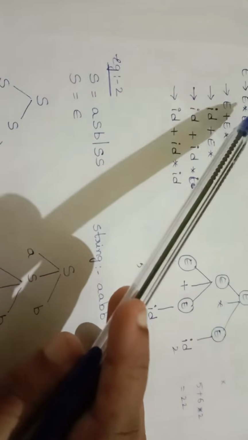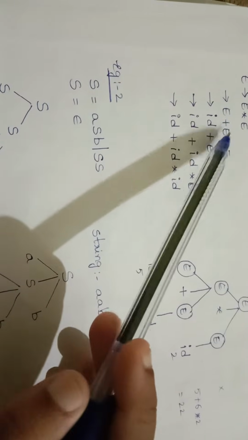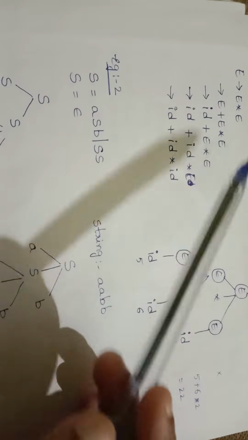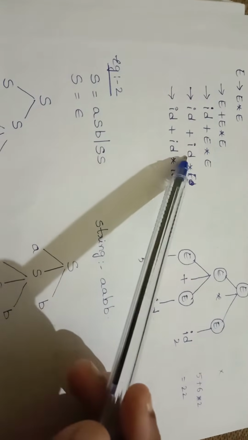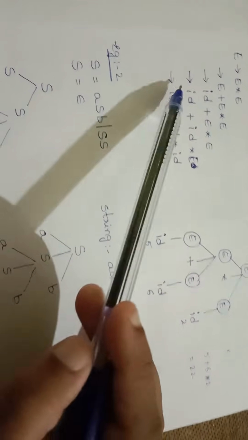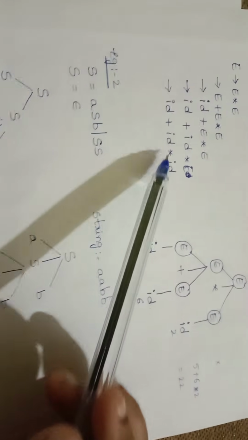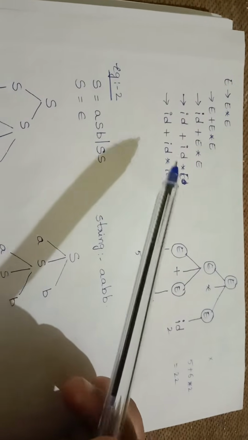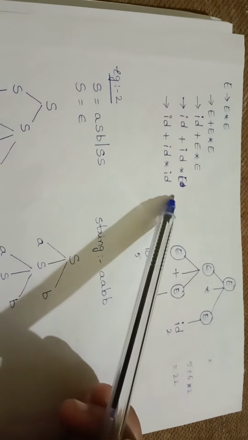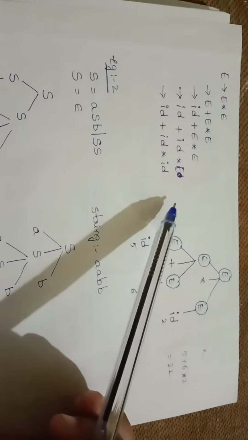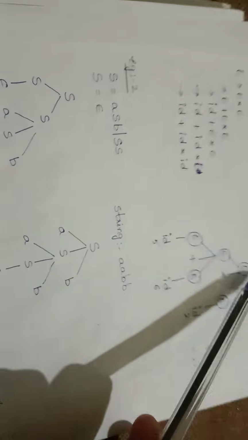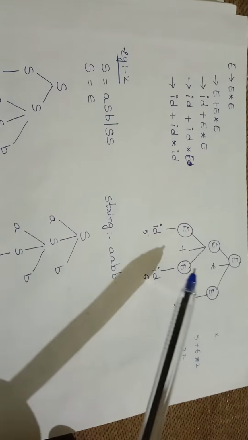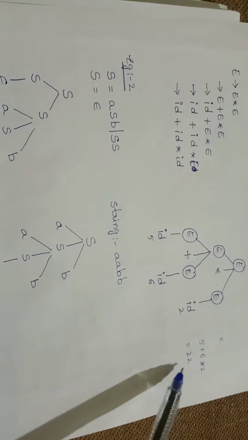So now E tends to, in place of E, we are substituting E plus E star E. In place of E, we are substituting ID plus E star E. ID plus, in place of E, we are substituting ID star E. So that totally derives ID plus ID star ID. So we are able to derive two parse trees from the given input grammar, so that is called an ambiguous grammar. Through this we can construct the parse tree. To check whether the parse tree is correct or not, we will be using the operator precedence.